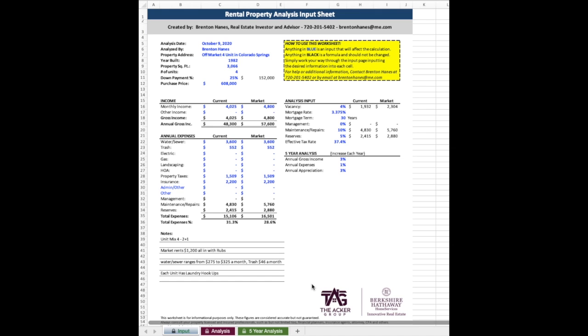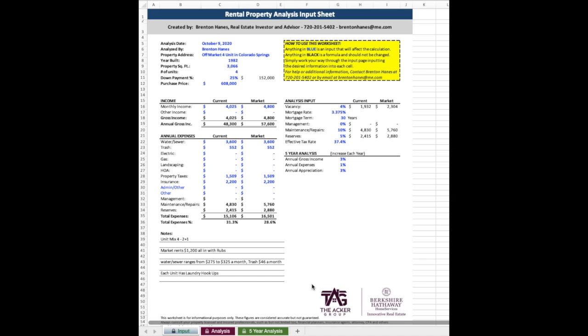Mortgage rate, my client was able to secure a 3.375 on this exact property under a 30-year term. Now, we're using 0% for management, if this is a 4-unit. Now, if you're going to have someone manage it for you, you can put in that. They will usually give you a percentage based off of that, somewhere between 6 and 10%. Currently in Colorado Springs, I am using 8%.